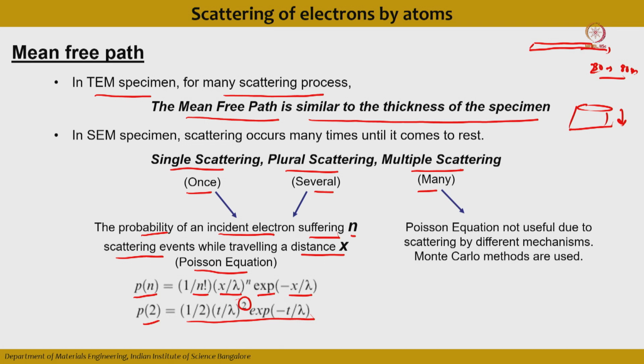We can use Poisson's equation to estimate fairly accurately for a few scattering events. But if there are many scattering events, Poisson's equation is usually not useful due to scattering by different mechanisms. For that, Monte Carlo methods are used. So, this was just to introduce the definition of mean free path, how it differs between TEM and SEM samples, and how, based on the thickness, the probability of n scattering events can be calculated.